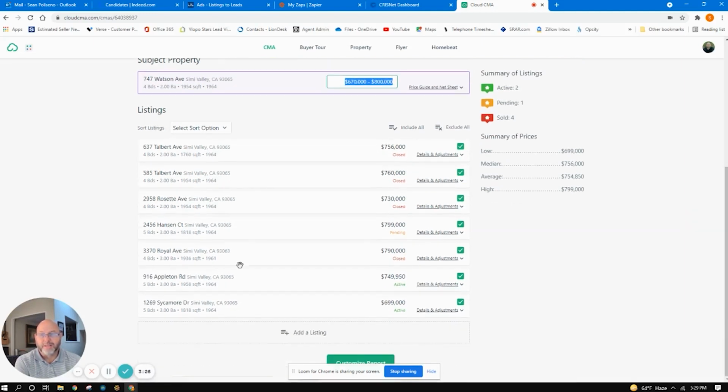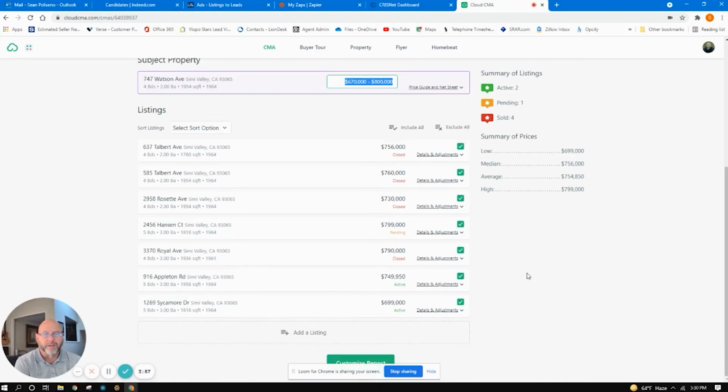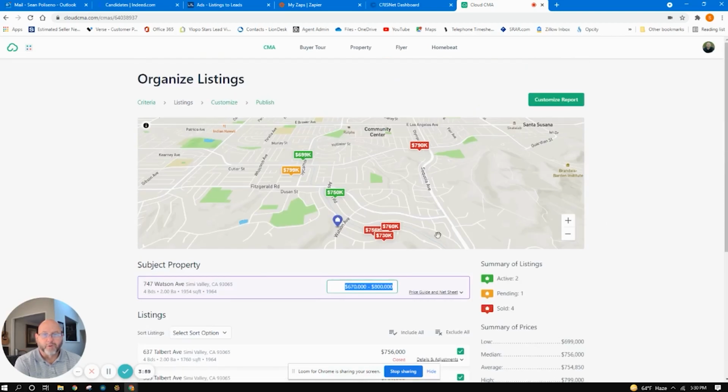So you can see here's all the MLS numbers that I loaded in. I can physically add a separate listing. Let's say I found one on the real list report that wasn't sold in the MLS. It was a for sale by owner that was sold outside the MLS. This is where I would add that listing. Out of these listings, 2 of them are active, 1 is pending, and there are 4 solds, and it's giving my median and average numbers here. It's also pulling up the map here.